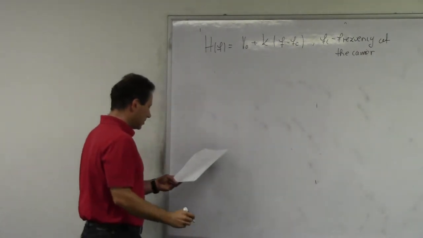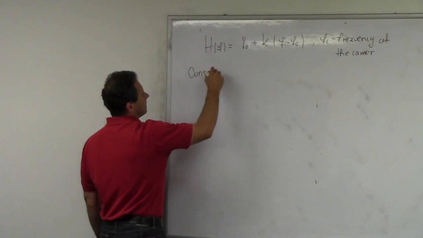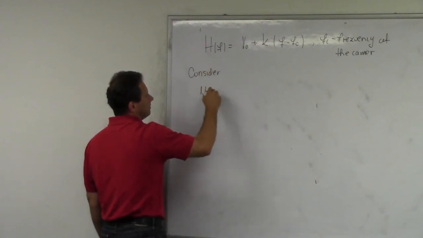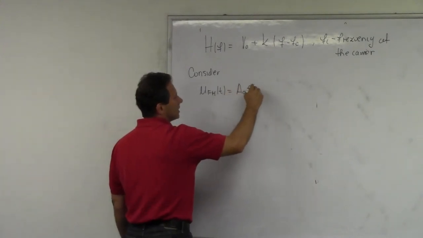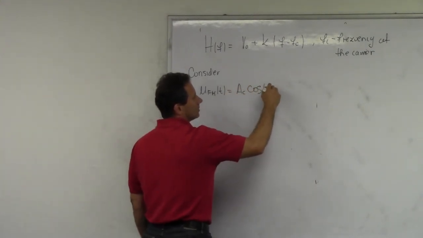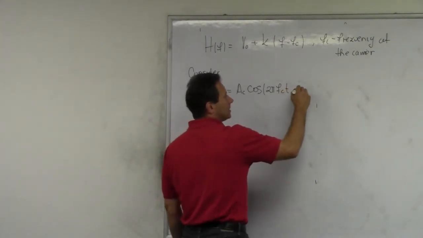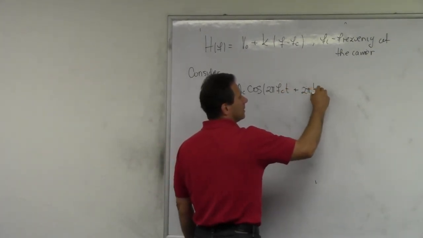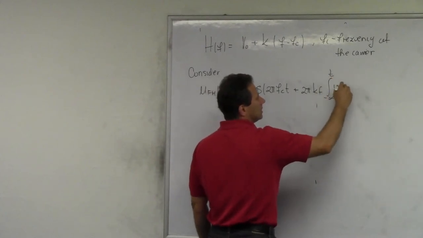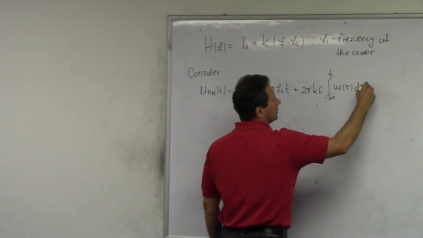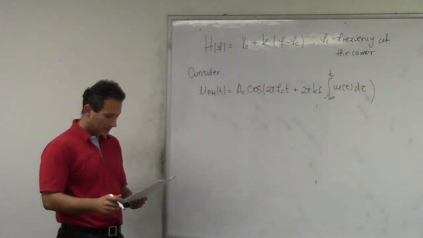Now, how does my modulated signal look? Well, consider u_FM(t). It has some magnitude A_c, cosine, here's your carrier frequency, and then plus 2π k_f integral from minus infinity to t of m(τ) dτ. So that's the general form of my FM modulated signal.